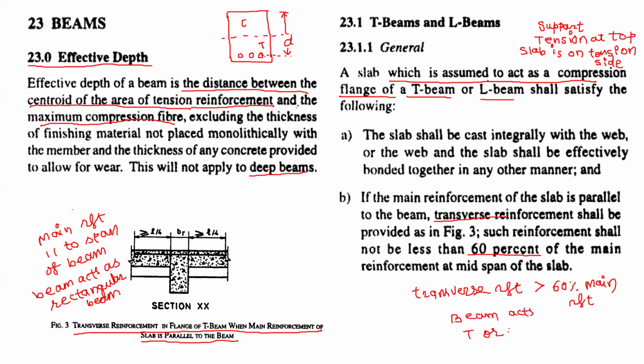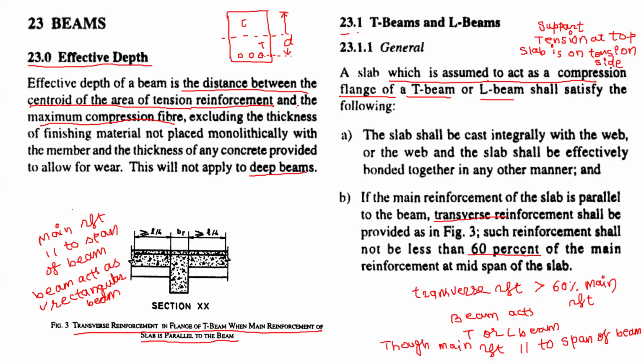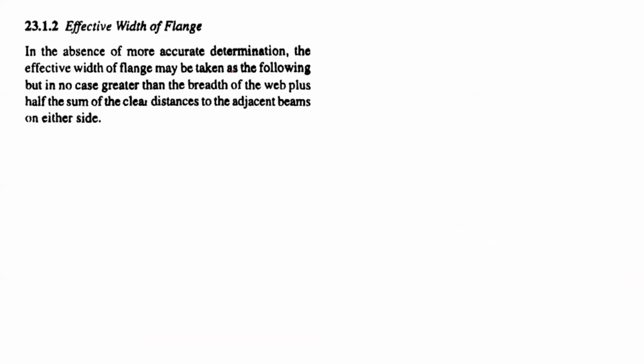The beam acts as a T or L beam, though main reinforcement is parallel to the span of the beam. If this condition is not satisfied, then as I have mentioned, the beam will act as a rectangular beam. This is a most important clause, and it is generally asked in orals, that is how we decide whether a given beam is a T beam or an L beam. And we have clause number 23.1. These clauses are given on page number 36. Then we have 23.1.2, that is effective width of flange.